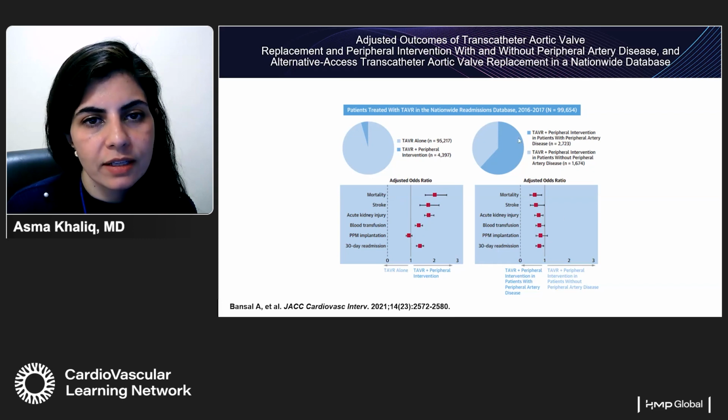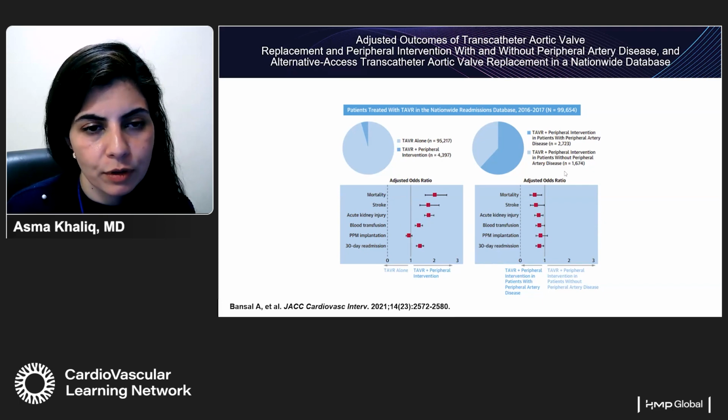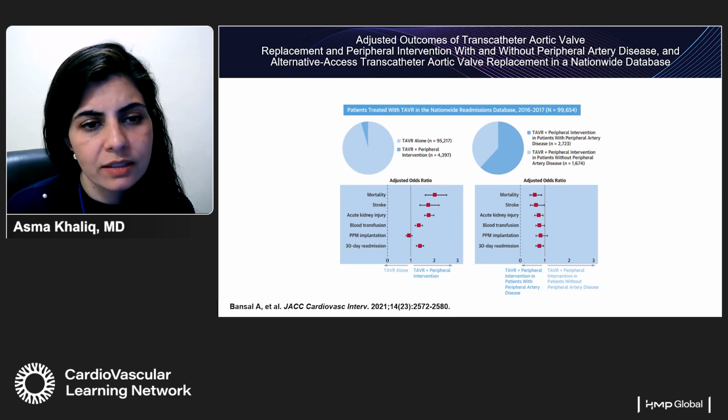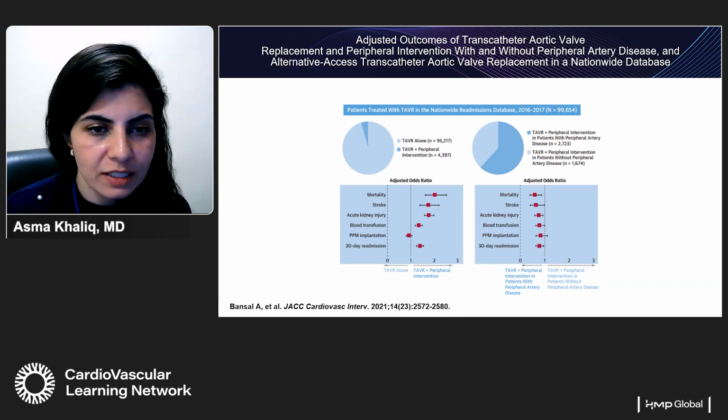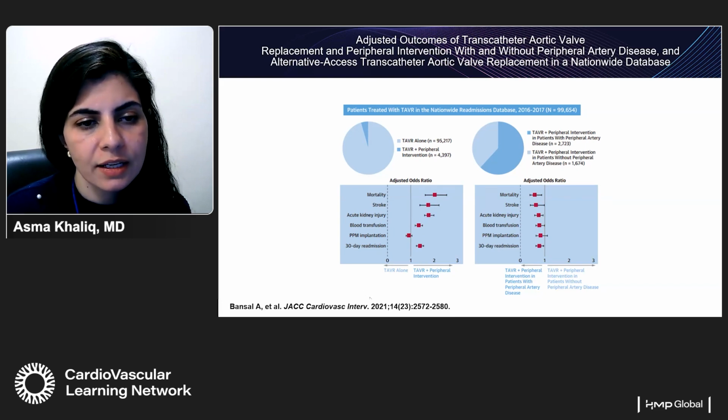So basically, they looked at the National Readmissions Database Registry from 2016 to 17, and they had about 99,000 plus patients. Essentially, it showed that the outcomes in the patients who underwent TAVR and any sort of peripheral intervention, whether it was a peripheral intervention because of bailout or because the patient had PAD, all did worse on all these metrics: more mortality, more strokes, more AKI, more transfusions, and very few readmissions.